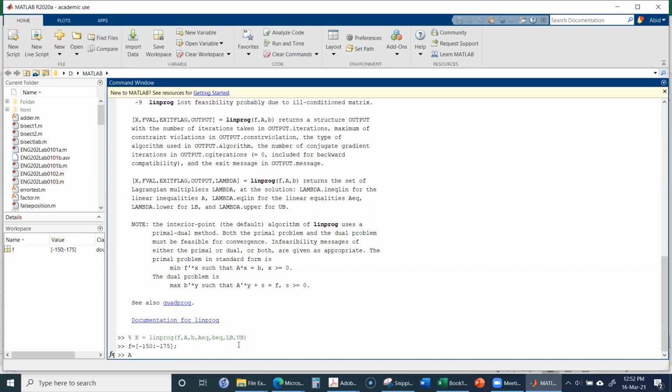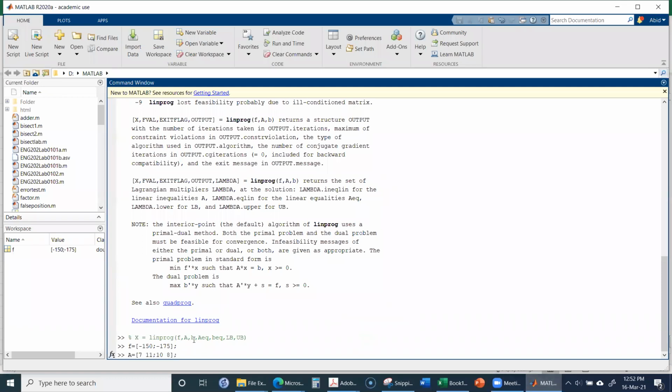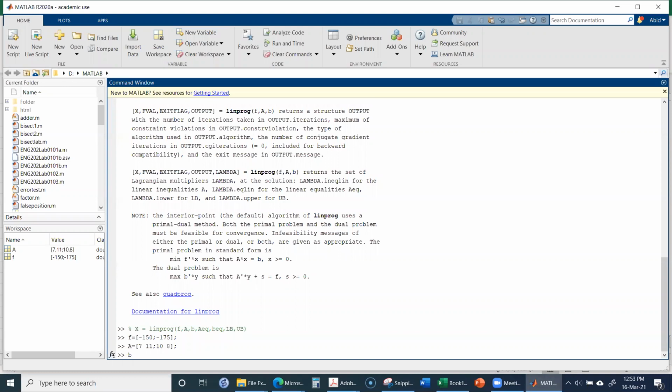What is A? A is a matrix for the constraints, 7, 11, 10, and 8, okay? So that will be 7, 11, and 10, and 8. A will be this matrix. So 7, 11, 10, and 8. If I go back to this, 7, 11, 10, and 8. Okay, I have represented 150, 175, 7, and 11. And then there will be a b matrix as well. Yeah, A and then b. And what will be the b matrix? The b matrix will be 77 and 88, okay, 77 and 88.